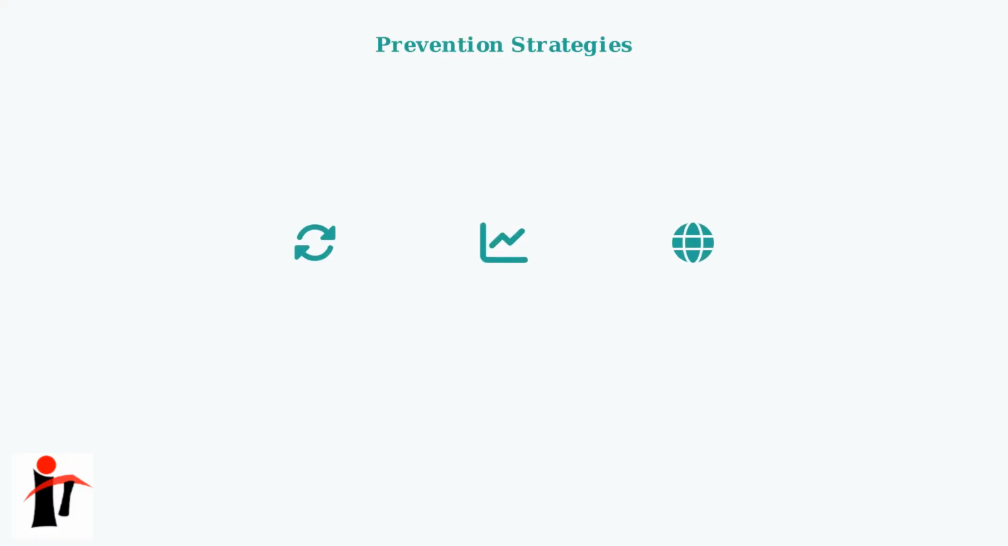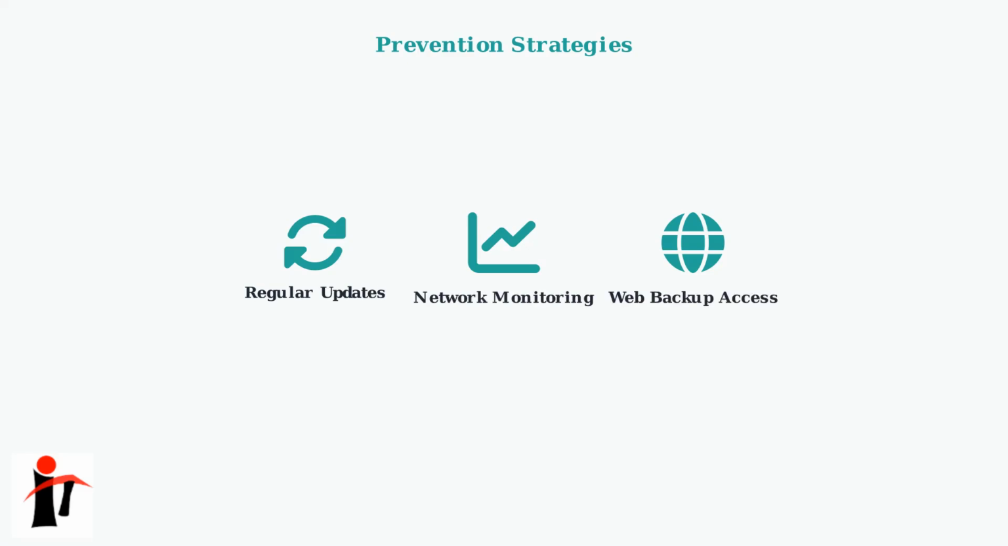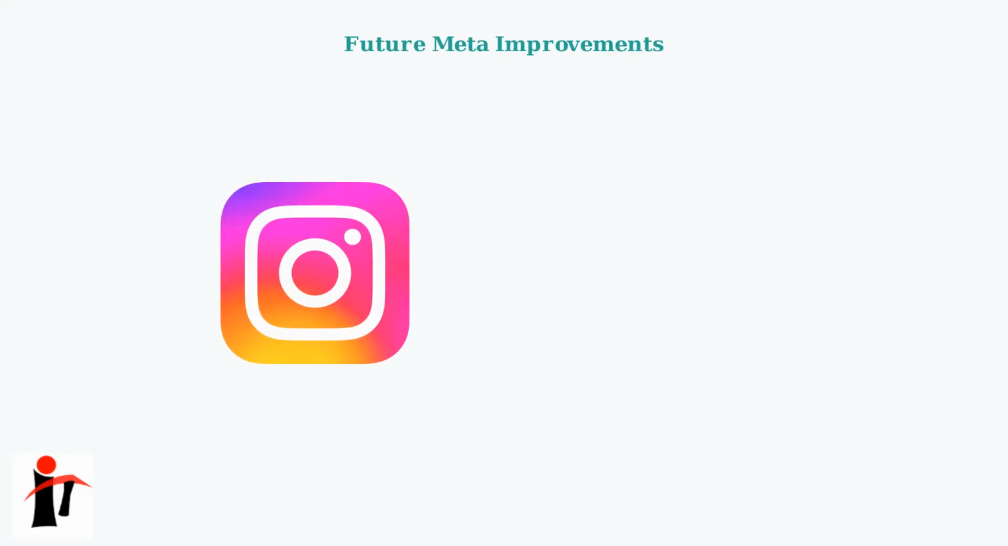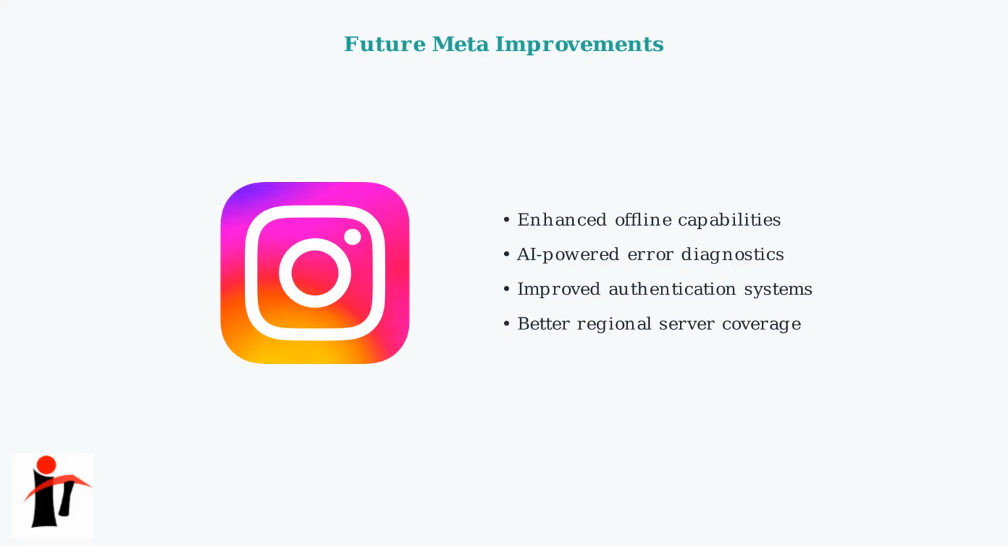Prevention is always better than troubleshooting. Implement these strategies to minimize future network errors. Regular app updates, network monitoring, and maintaining web access as a backup solution. Meta is continuously improving the Business Suite experience. Future updates will include enhanced offline capabilities, allowing you to prepare content without an internet connection, and AI-powered diagnostics that provide more specific error identification and solutions.